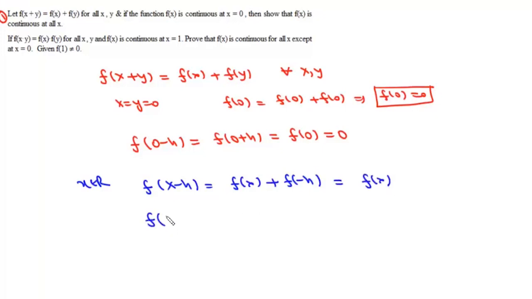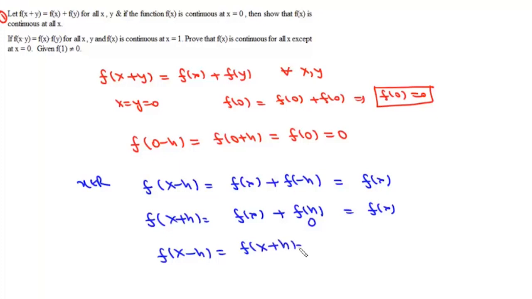And if we look at its right hand limit, which is f(x plus h). Now f(x plus h) is f(x) plus f(h). Again this f(h) is 0. So this is also equal to f(x). So for any real x, f(x minus h) will be equal to f(x plus h), and it is equal to f(x). That means this function is continuous for all x belongs to R.